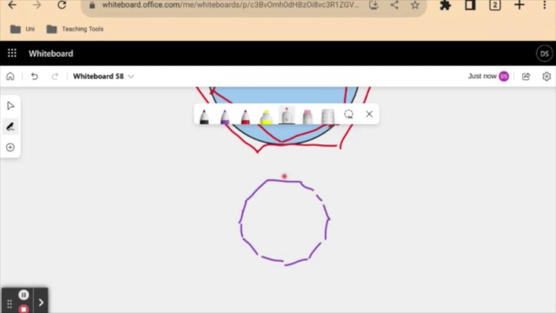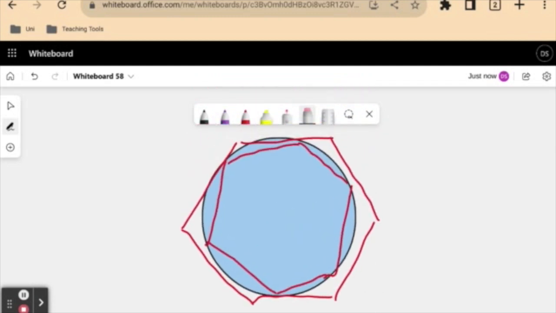Now, let's say I took 24 sides. Well, drawing this badly again, but hopefully you'll get the idea. 1, 2, 3, up to 24. It's looking a little bit more circular. And we notice that the more sides we add, the more our polygon, starting off as a hexagon, begins to look like a circle.